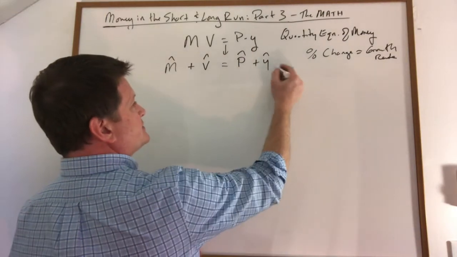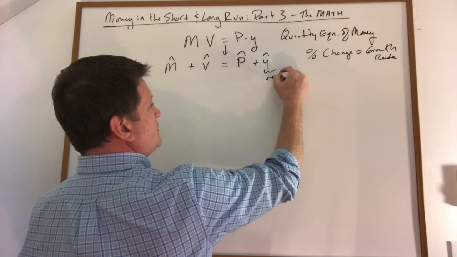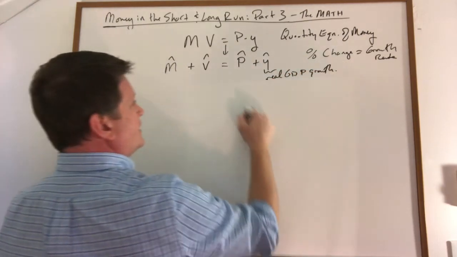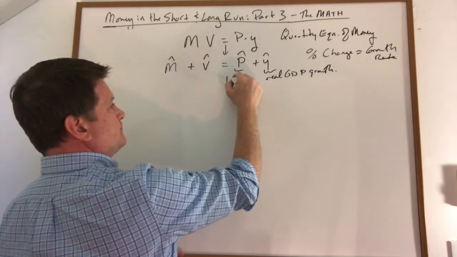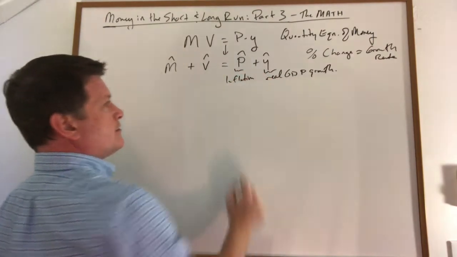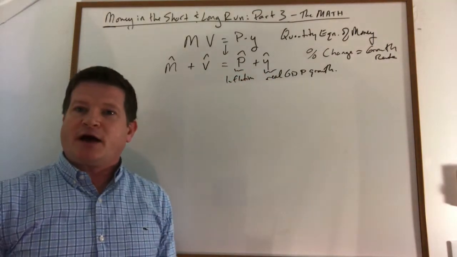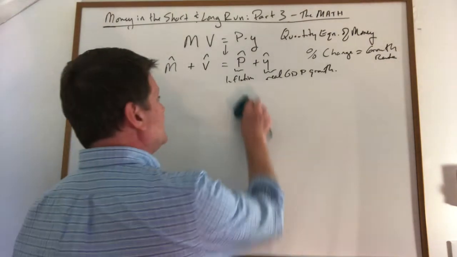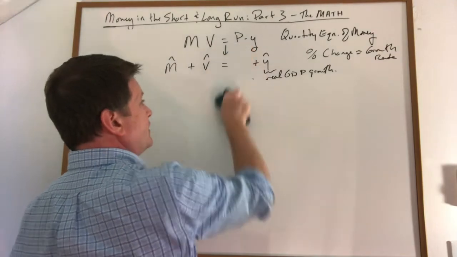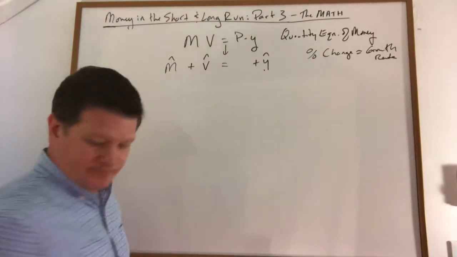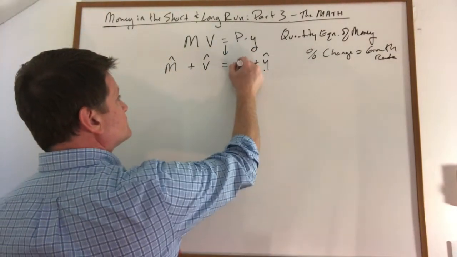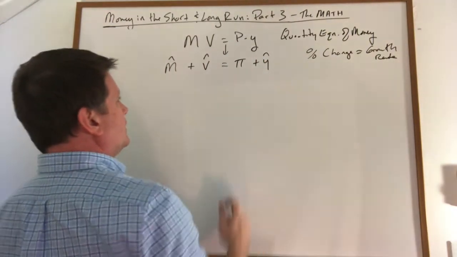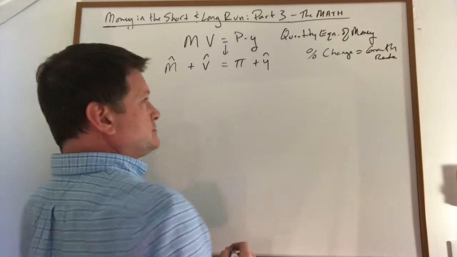Now economists, this is our real GDP growth. And this is inflation, the growth rate of the price level over time. Economists use pi for inflation, and so I'm going to use that here. One other note.